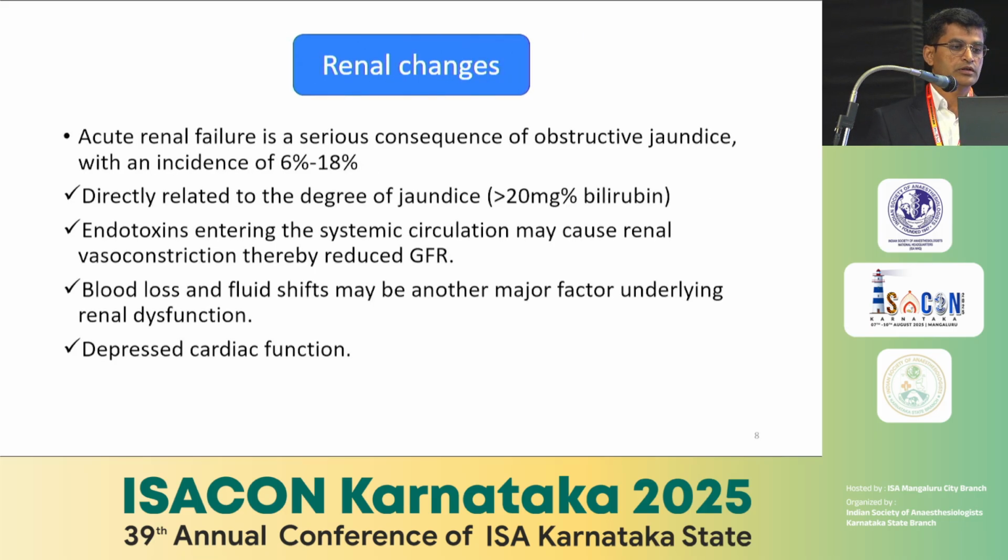The renal changes account to 6 to 18% in these patients, directly related to the degree of the jaundice. Whenever the bilirubin is more than 20 mg%, we should look for the renal impairment. The endotoxins entering the systemic circulation may cause the renal vasoconstriction and increase in the vascular resistance, leading to decreased GFR. Blood loss during the intraoperative period and the fluid shifts may be another factor leading to renal impairment. And the depressed cardiac function, as we are all aware, in these patients also leads to the renal impairment.